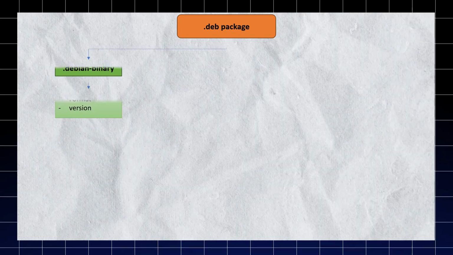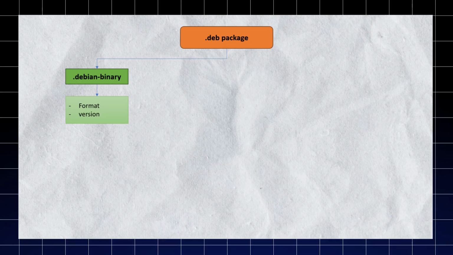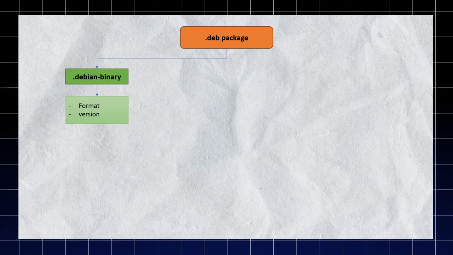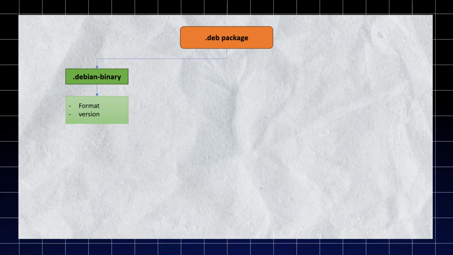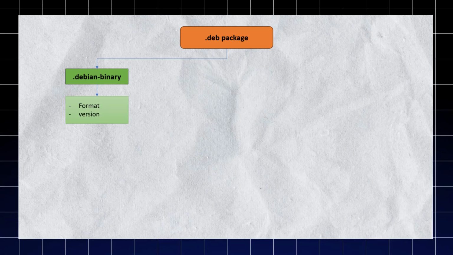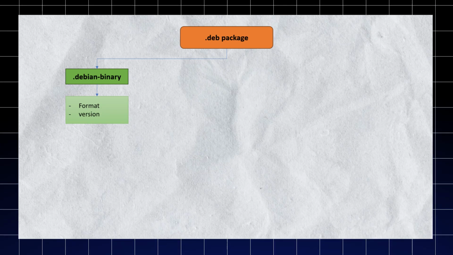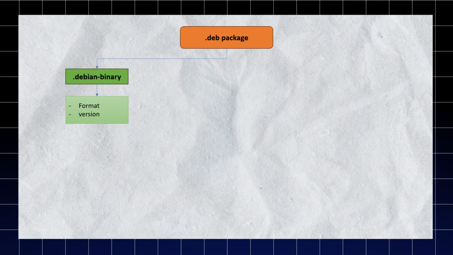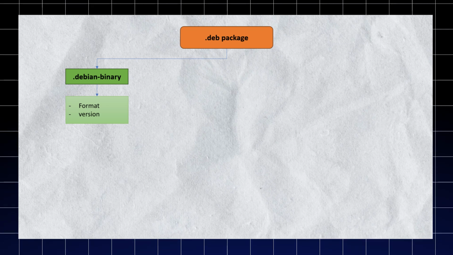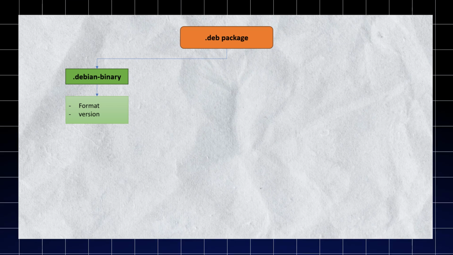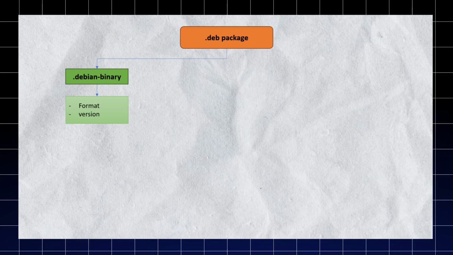Now let's see the file structure of a .deb file. Internally, every .deb package contains 3 important parts. First one is debian-binary. The very first file inside every .deb package is called debian-binary. This is a very small text file. Most of the time, it contains just one line, 2.0. This number tells Linux which DEB package format version is being used. Before installing anything, dpkg reads this file and checks compatibility.